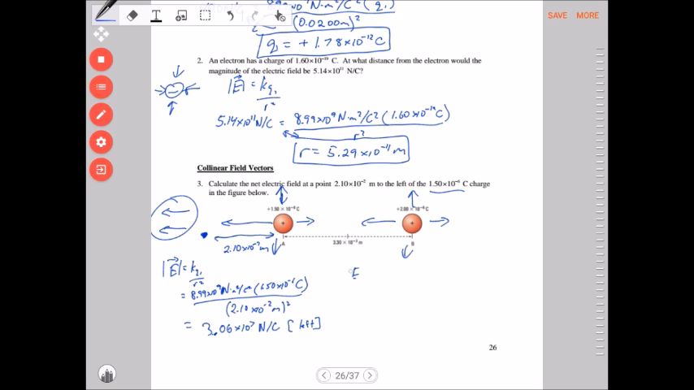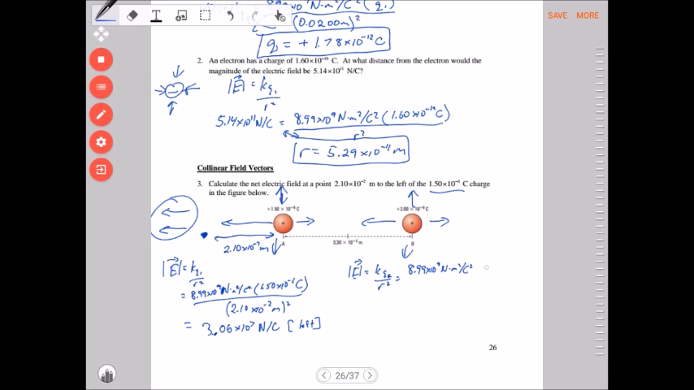Now we figure out the second one. So the electric field strength here is KQ1 over R squared, I guess we could call that Q2. The subscripts really don't matter. So 8.99 times 10 to the 9th.